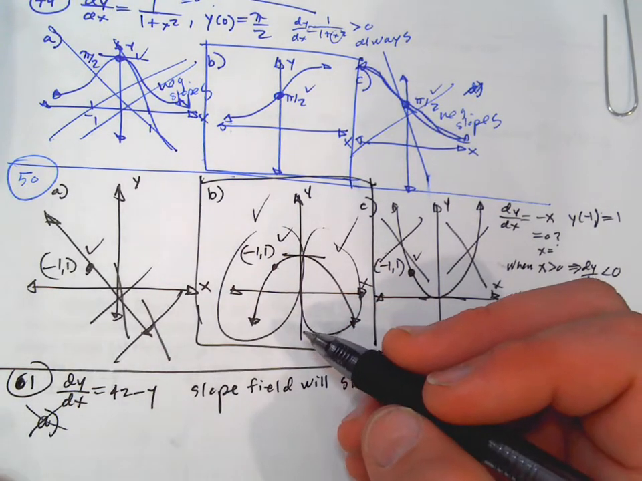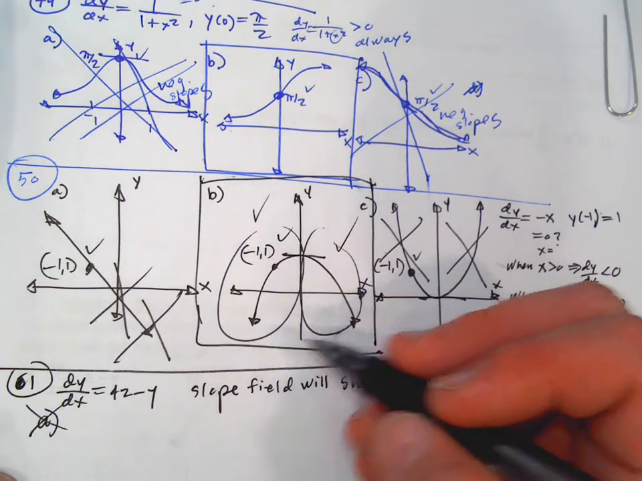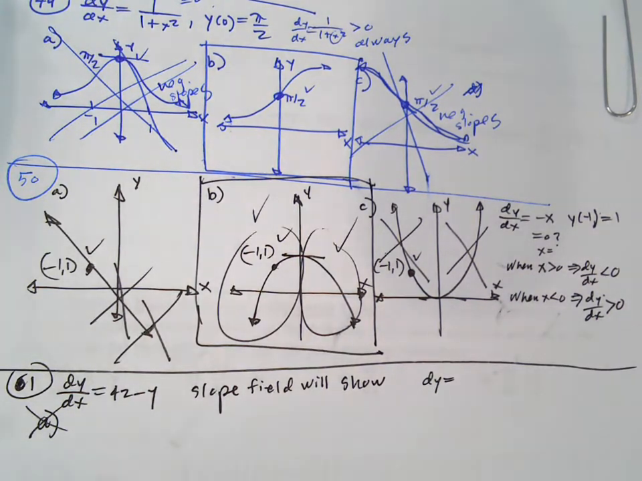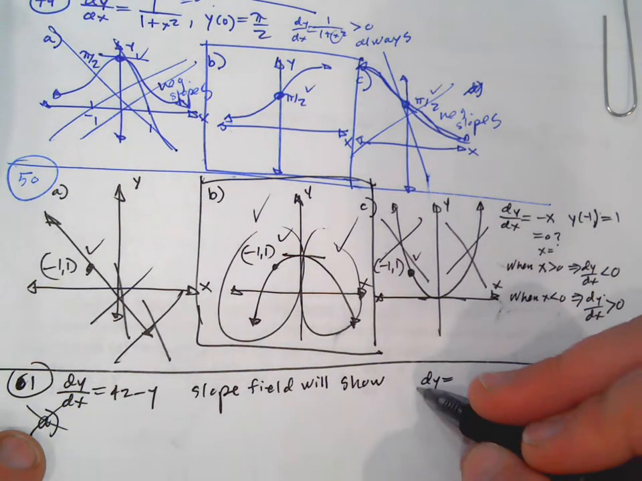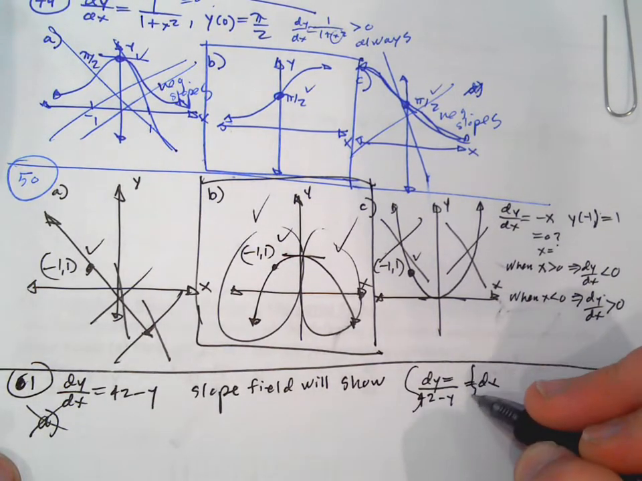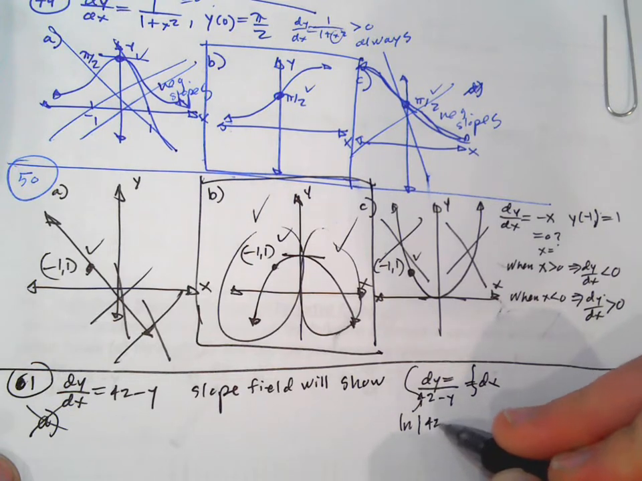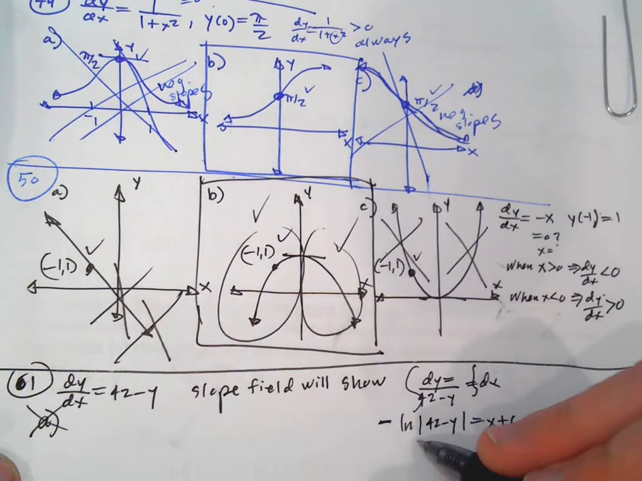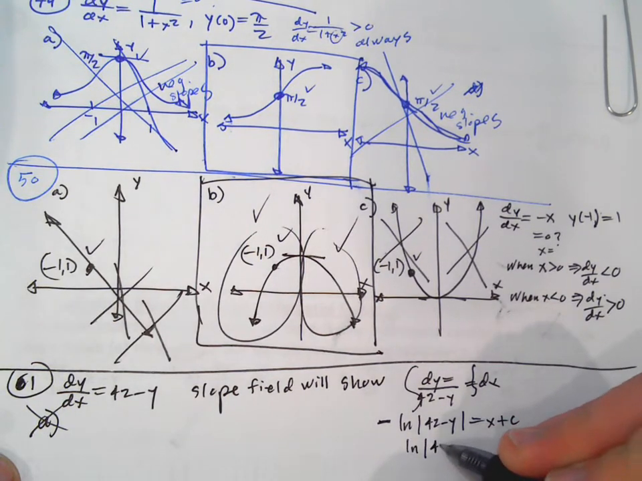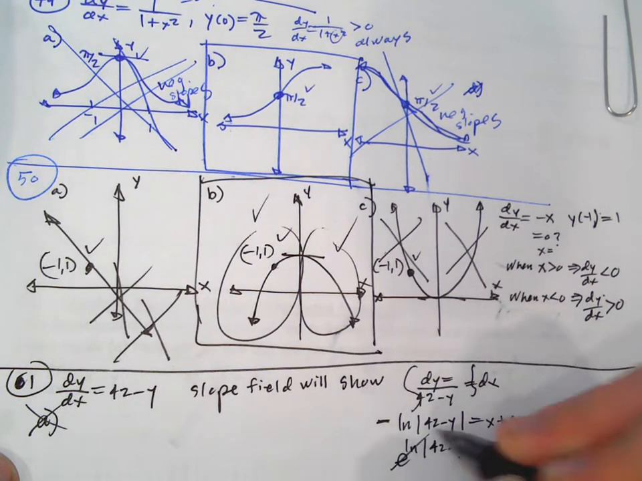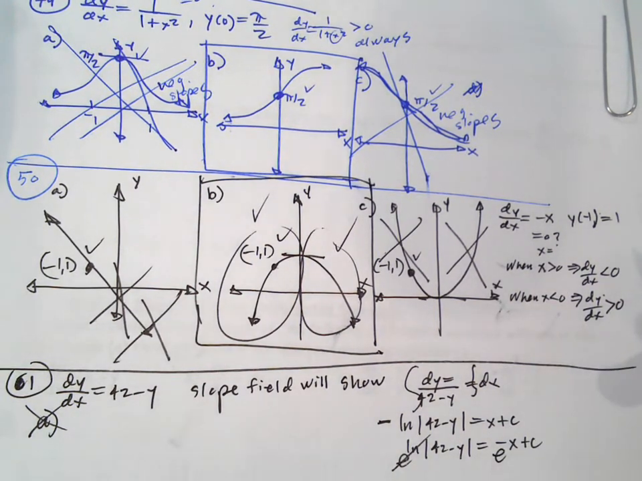I mean, we could start to solve it. I don't know if these are the problems that said you shouldn't. Let's see, it'd be dy over 42 minus y equals dx. So it'd be natural log of the absolute value of 42 minus y. You would need an extra negative. Okay, so then you exponentiate. It's going to be some kind of exponential, right?